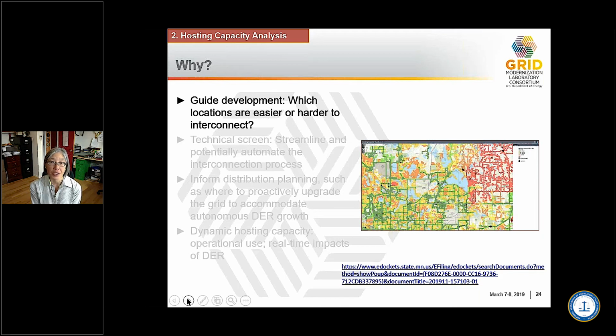So the first use case is to really help developers, provide them guidance so that they know which locations are going to be easier to connect to and potentially a lot cheaper to interconnect to, and which ones might take a lot more time, money, and resources to interconnect. And heat maps are what we typically use to provide that information. Carrie, if you go to the next slide.